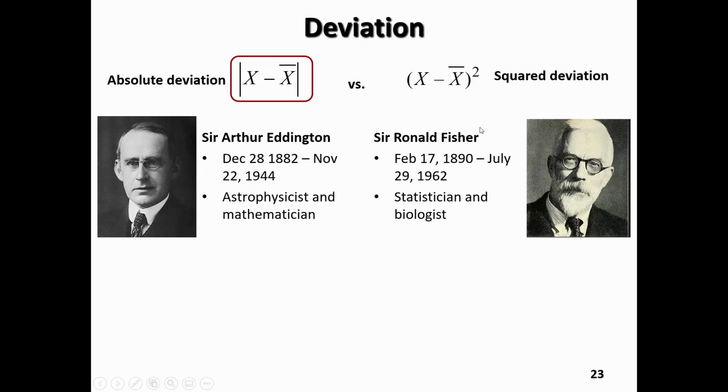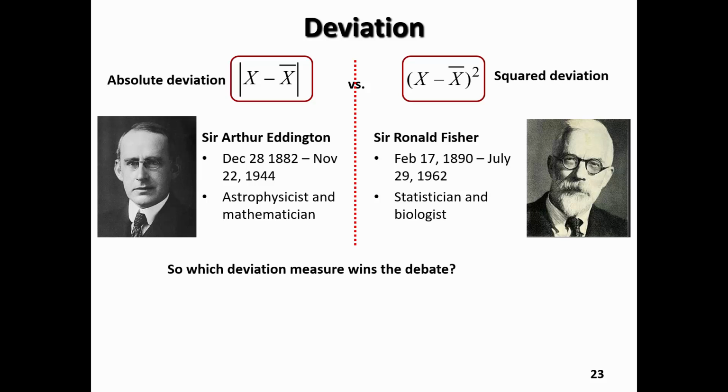Another scientist by the name of Sir Ronald Fisher, who was a statistician and biologist, proposed a different method in which a single person's deviation score would simply be squared. So squaring the deviation for each person would have the same effect as taking the absolute value, in that the negative sign would be eliminated, and as such, the zero-sum problem is resolved.